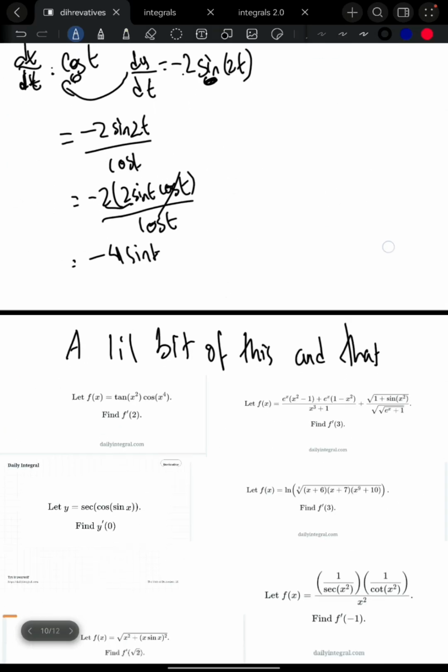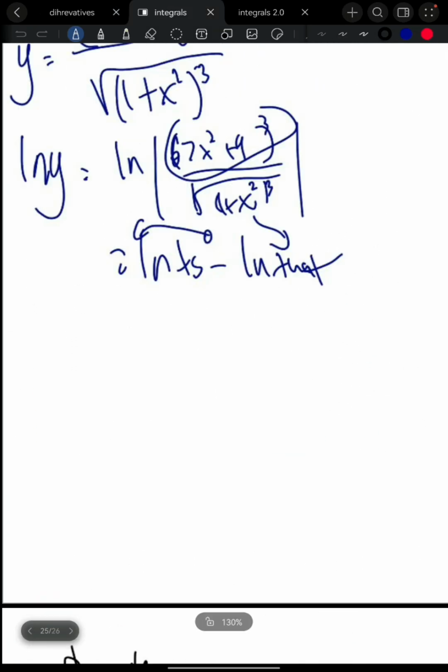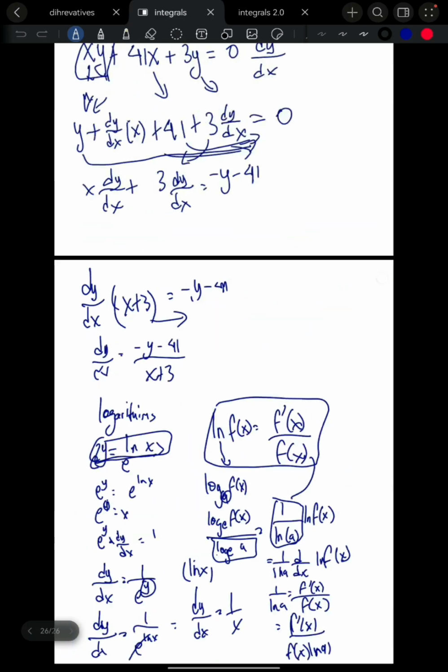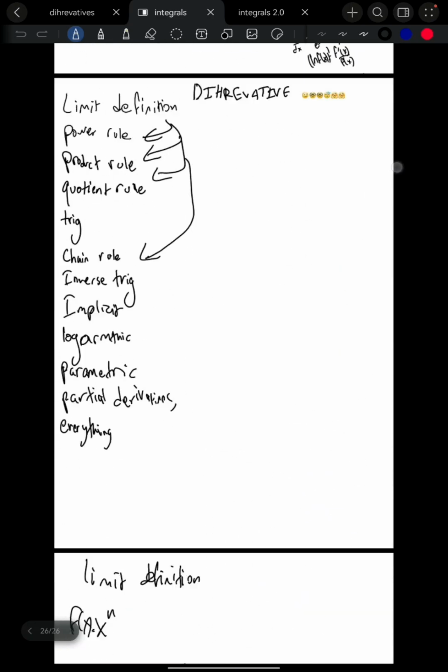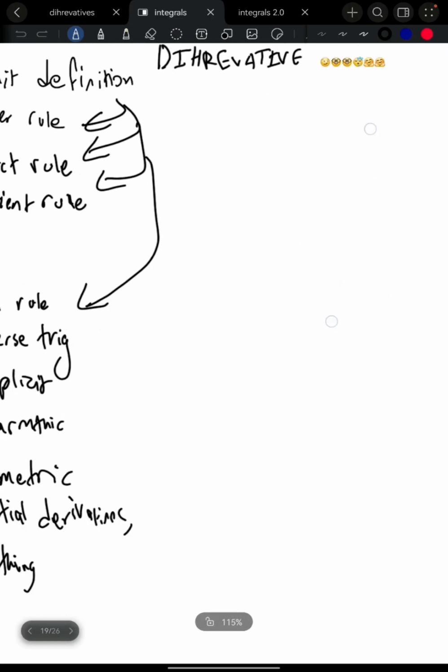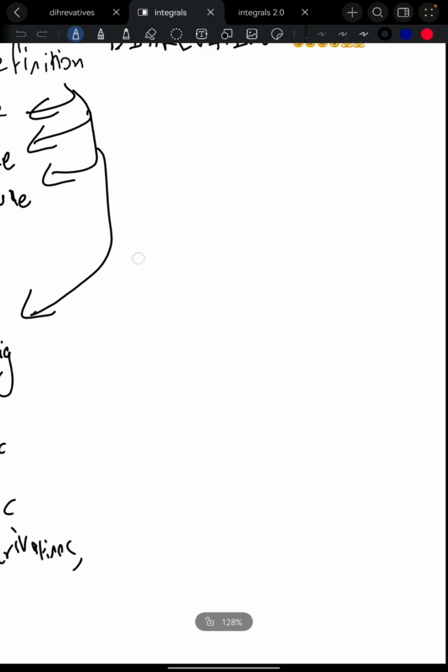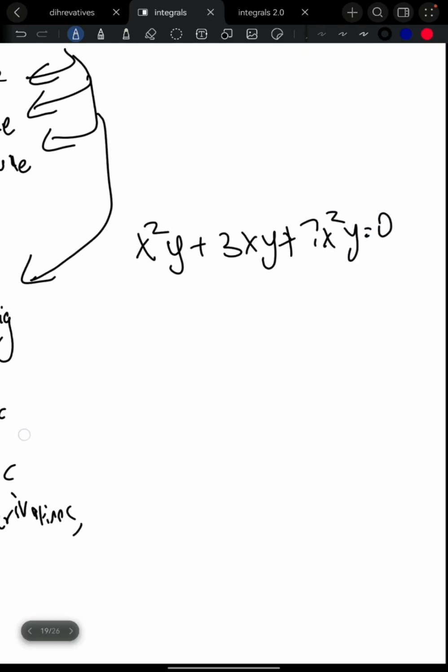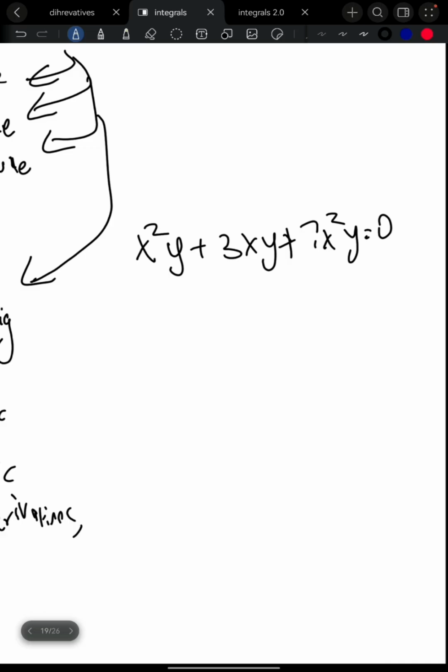There is one more method. I don't know why there are some miscellaneous questions, but there is one more, which is partial derivatives. Okay, anyways, let's say you have a function, right? x squared y plus 3xy plus 7x squared y is equal to 0. So partial derivatives is like implicit differentiation, but you're blind, okay? You're just blind to a whole constant, right?